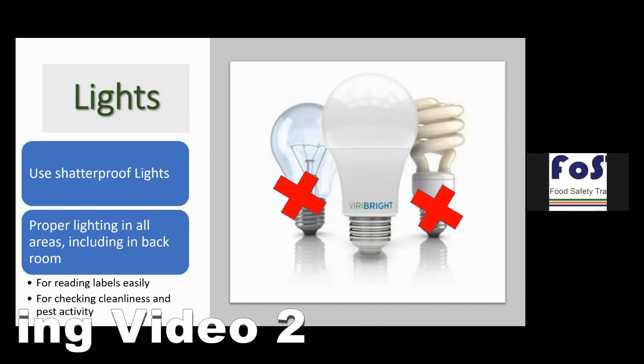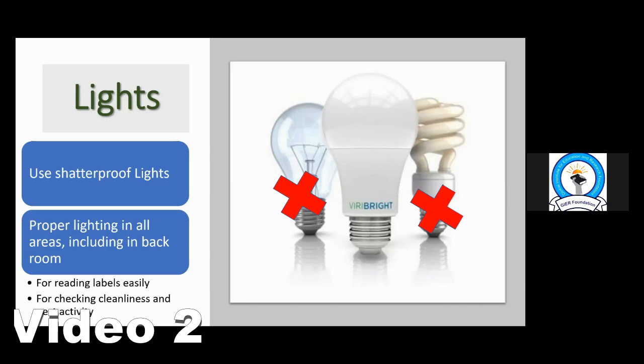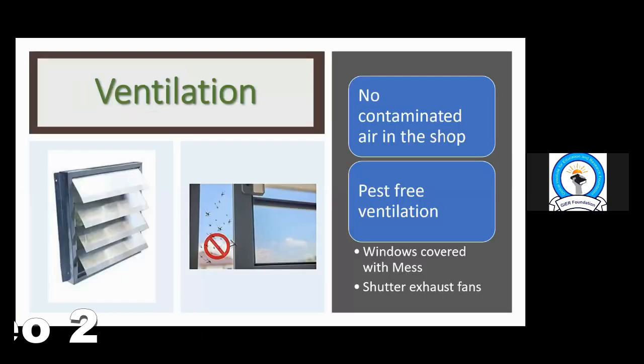You all have certain storerooms somewhere, so please make sure of this. Ventilation. If you are having any ventilation, please make sure you have pest-free ventilation. Pest-free means all windows should be covered with a mesh, all knitted windows, so that no dust, no mosquito, no pest can enter into the shop. One thing. And then all exhaust fans should be shuttered.